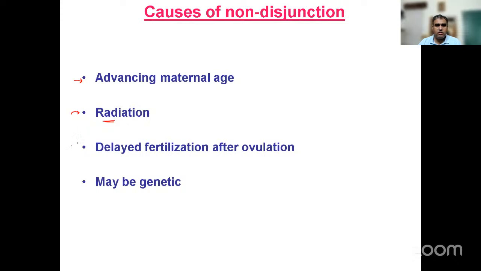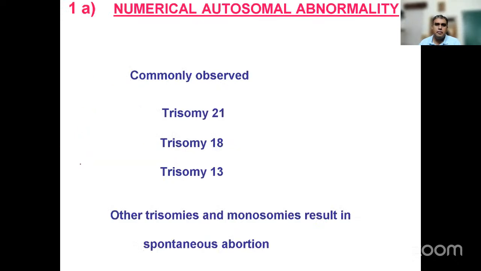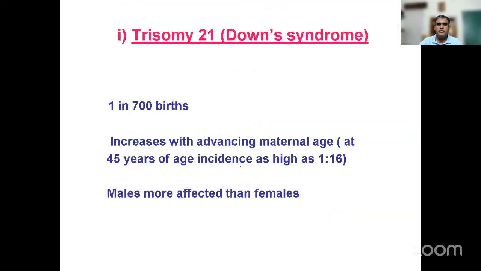Delayed fertilization after ovulation is another cause, or it may be genetic also. Non-disjunction itself may be genetic. Now, numerical autosomal abnormalities, remember, in number. As I said already, commonly observed are Down syndrome, Edward and Patau syndrome, just the names. But these are the trisomies. Other trisomies are also there, but they normally result in spontaneous abortions.